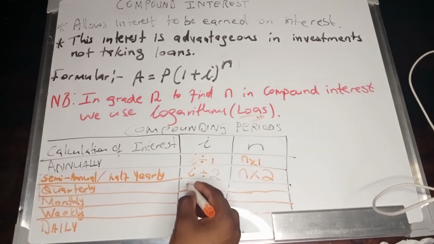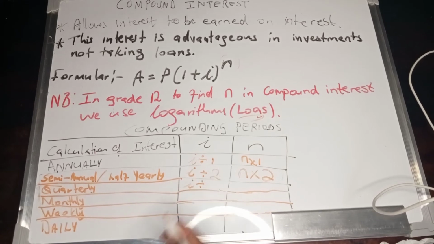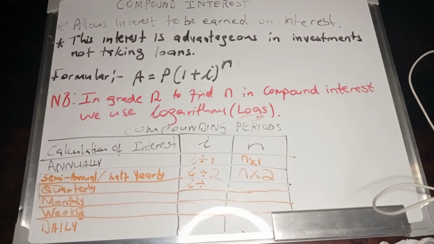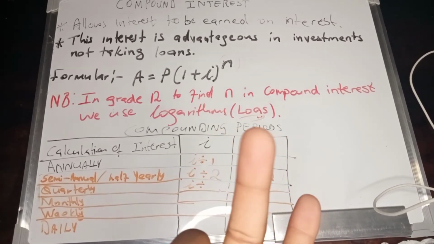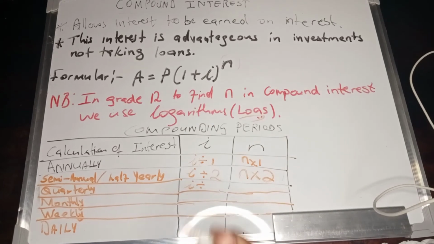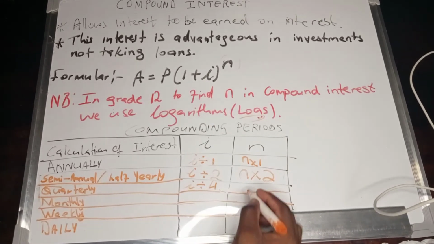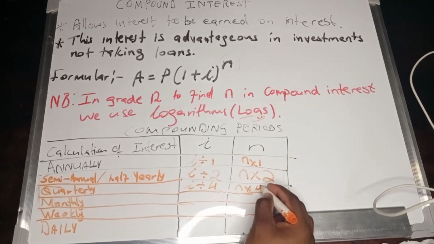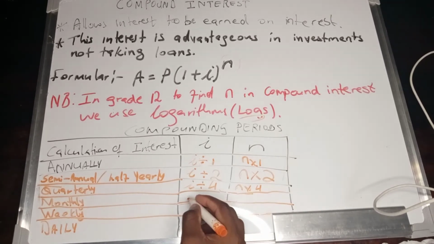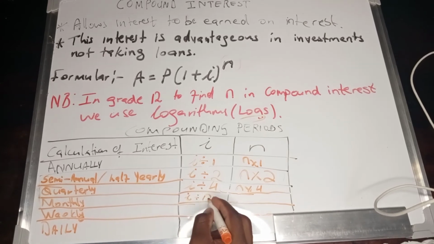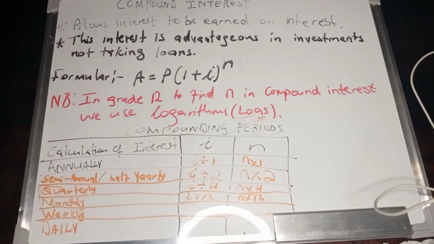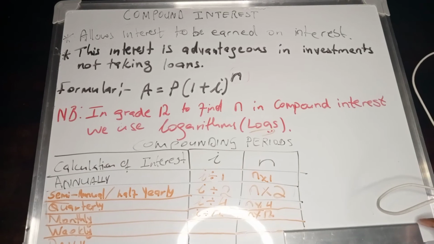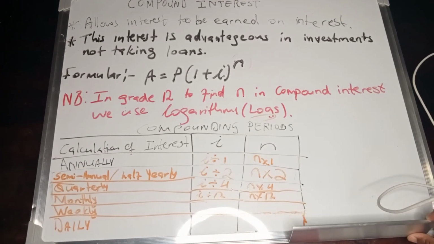For quarterly we have I divided by how many quarters we have in a year. Because you guys are doing high school, we have term 1, term 2, term 3, term 4, meaning quarter 1, quarter 2, quarter 3, and quarter 4. Therefore we have 4 quarters in a year, so we're going to have n multiplied by 4. Monthly, how many months do we have in a year? We have 12 months.